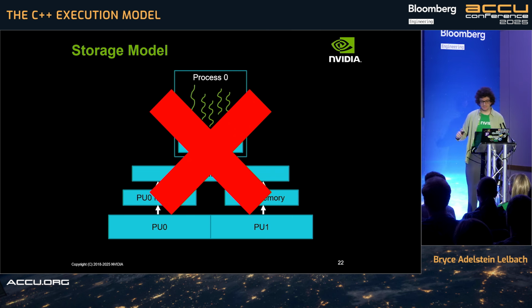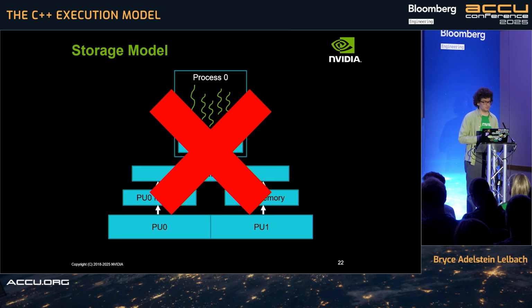So this still violates the C++ storage model. We can't have objects that are not globally accessible. So this means that a heterogeneous system with both a CPU and a GPU needs to have some form of unified memory to support standard C++.